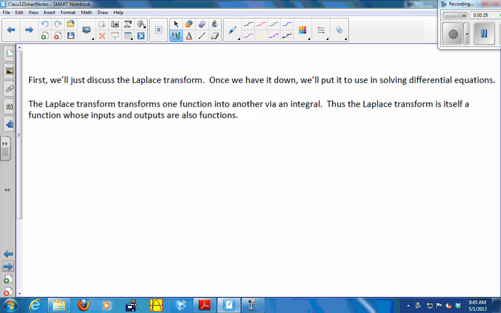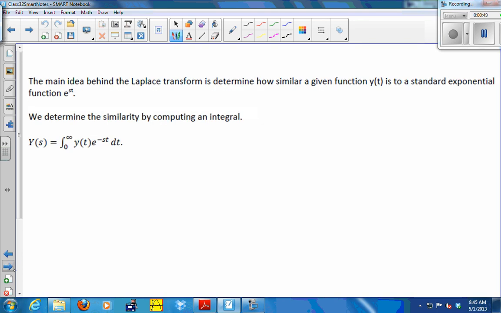Okay, so it's going to seem like this is just a stupid thing, but it really has a good application for solving differential equations. The Laplace transform transforms one function into another via an integral. So it's actually itself a function whose inputs and outputs are both functions. The main idea behind the Laplace transform is to determine how similar a given function y of t is to a standard exponential function e to the st. You might notice that e to the st is a common solution in differential equations, so that's why we use e to the st.